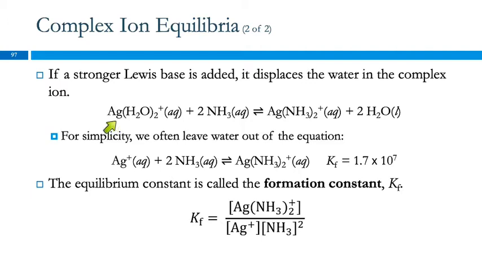Here's our complex ion with silver, and we add ammonia. Ammonia is a stronger Lewis base, so it will displace the weaker Lewis base, and we'll get a complex ion of silver with ammonia, and the water got displaced. For simplicity, as we often do with acids, we leave the water out of the equation. So we look at Ag+ aqueous, which we understand would be hydrated, plus ammonia forming this complex ion. This is an equilibrium, and the equilibrium constant is called a formation constant.